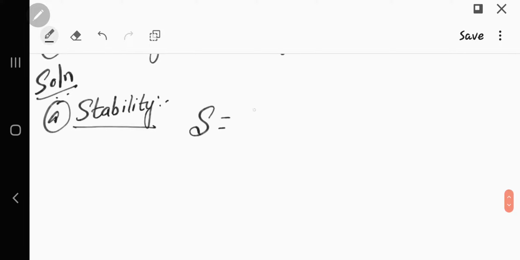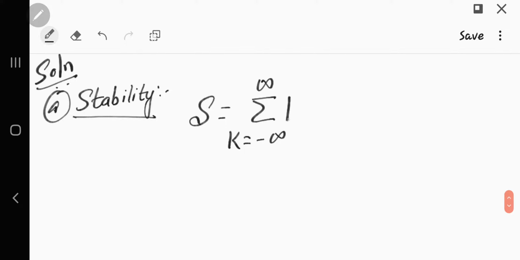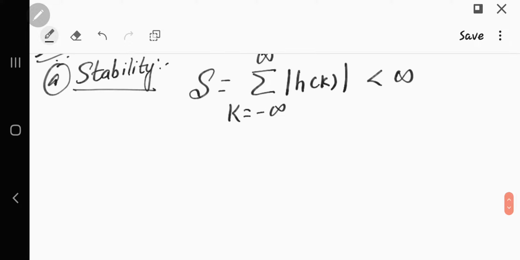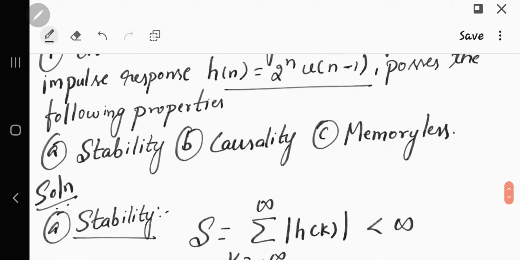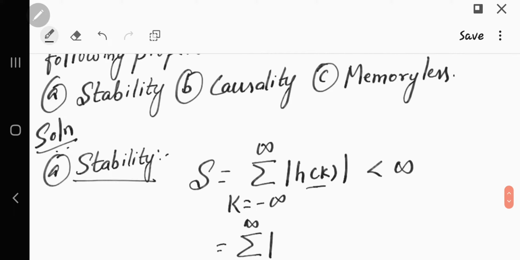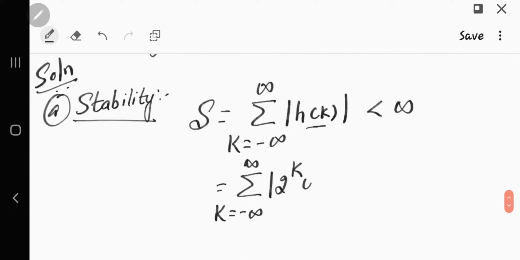So the condition goes like this: summation k is equal to minus infinity to plus infinity of the magnitude of h of k should be less than infinity. Let's verify whether it has that property or not. So what is h of k? We have to express h of n in terms of h of k. Just replace n by k, and you get h of k is 2 to the power of k u of k minus 1.